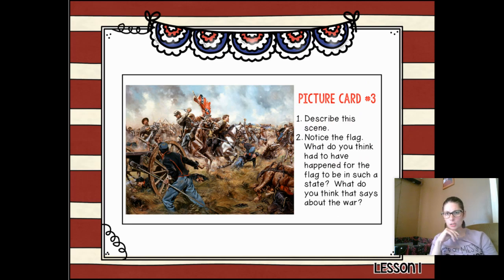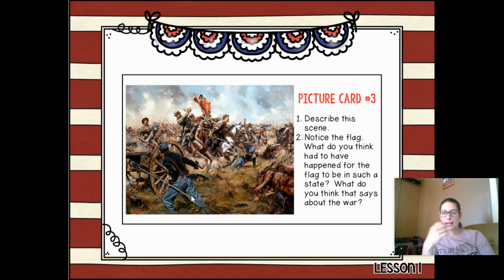All right, here's the next picture card. Describe the scene. To me, it makes me feel very sad. I see some hurt horses. I see some hurt men down here. It looks like they have been fighting for a while because of the flag being in shambles. It looks to me like the Confederates are the ones who are winning this battle over the Union, because these would be the Union soldiers down here.